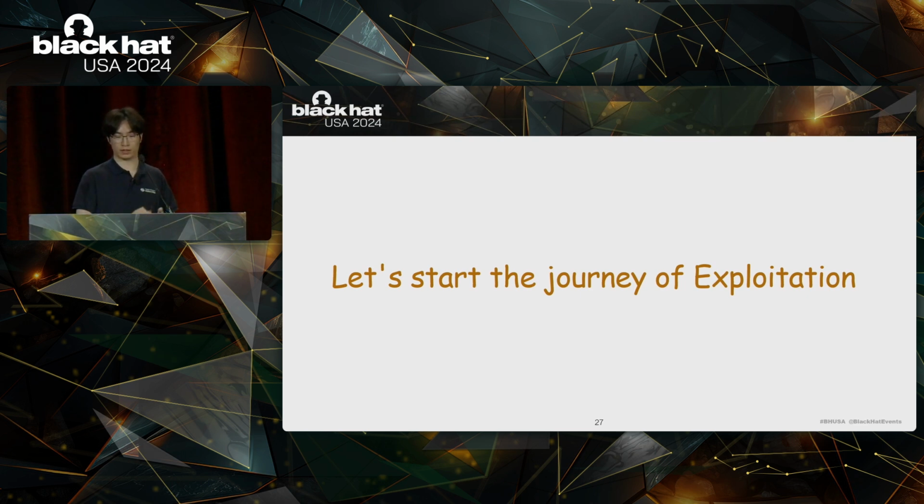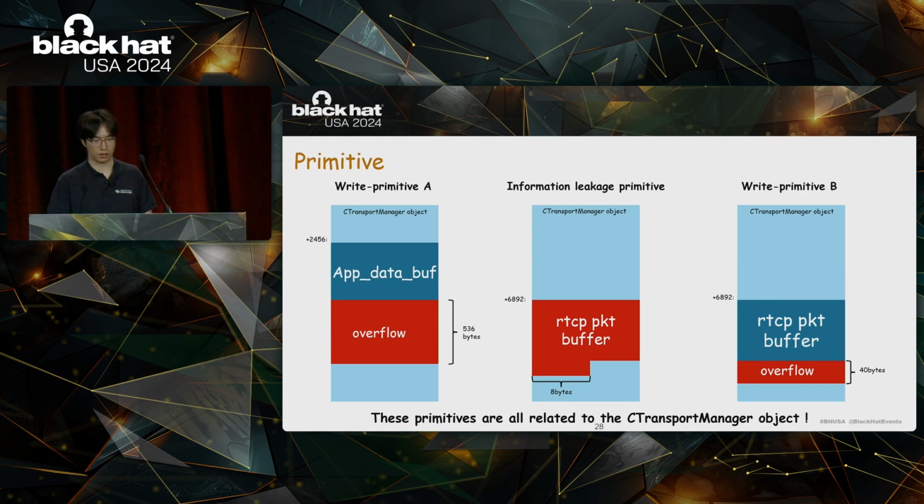And the 3 vulnerabilities used in developing the exploitation have been introduced, so let's begin our journey of developing the exploitation. Let's quickly review the 3 primitives we have. We have 2 writes and 1 read. What deserves attention is that each time we send a packet, it can trigger one of these primitives. So in other words, we can trigger these 3 primitives infinitely as long as the video connection remains active.